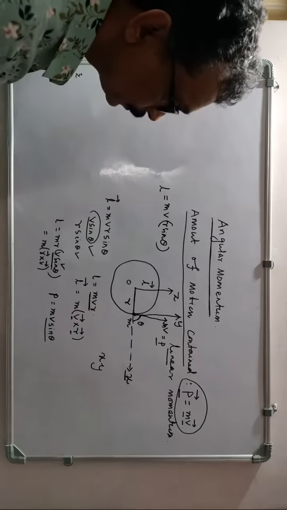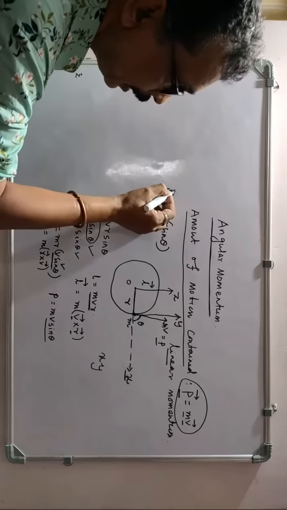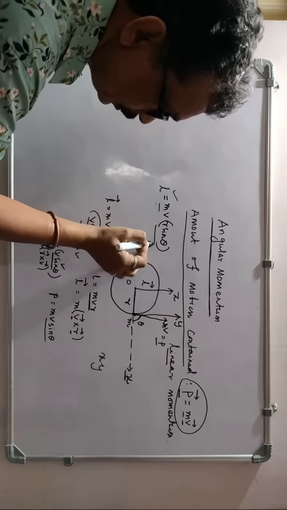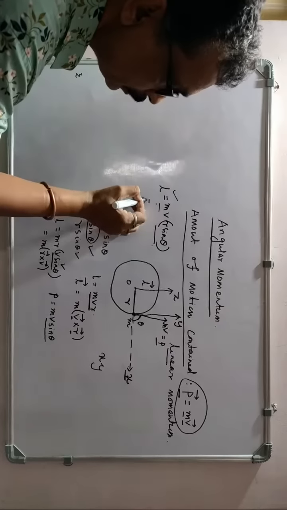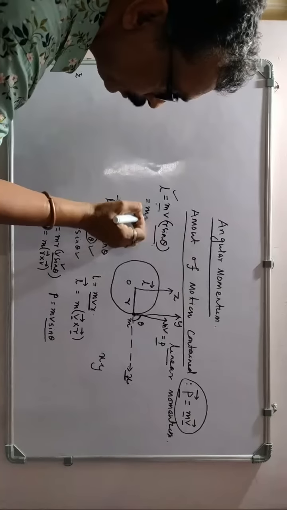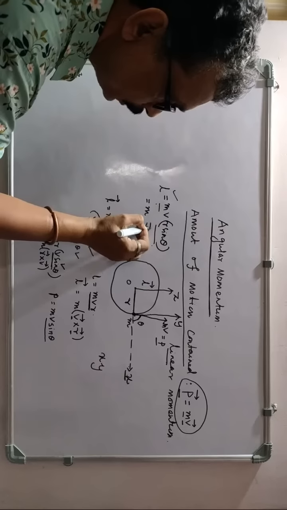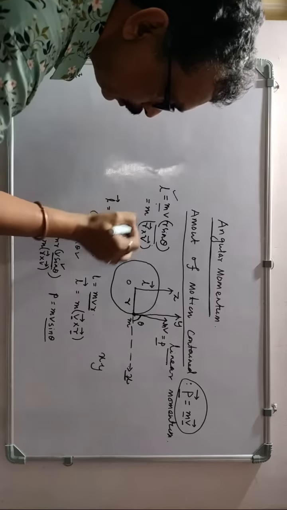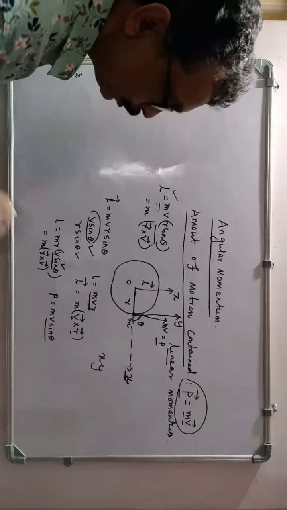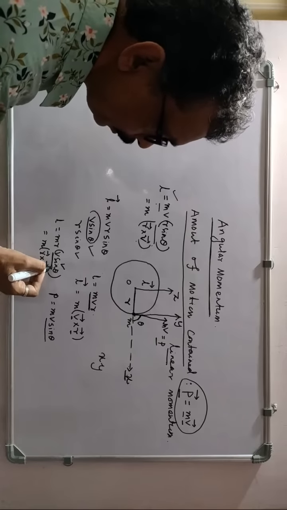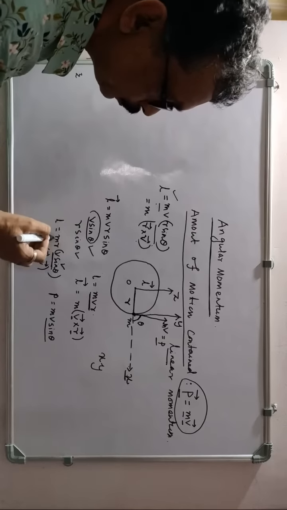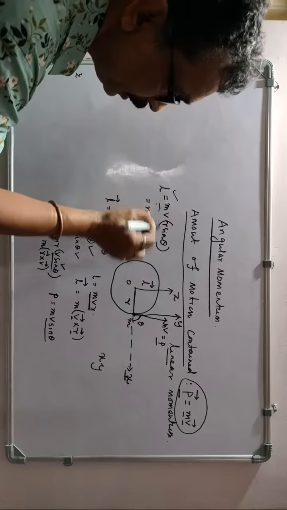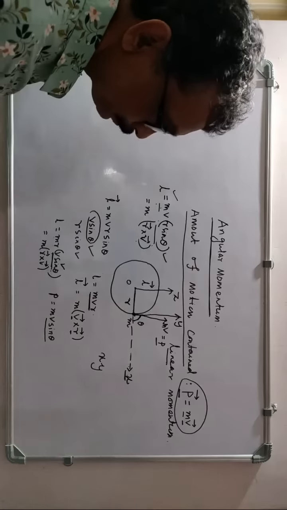So remember, angular momentum in two ways. One is your m v r sine theta. Ultimately, this will be equal to m into r cross v or v cross r. Same. Ultimately, same result you will get. But for problem, you have to remember whether L is equal to m r v sine theta or L is equal to m v r sine theta.